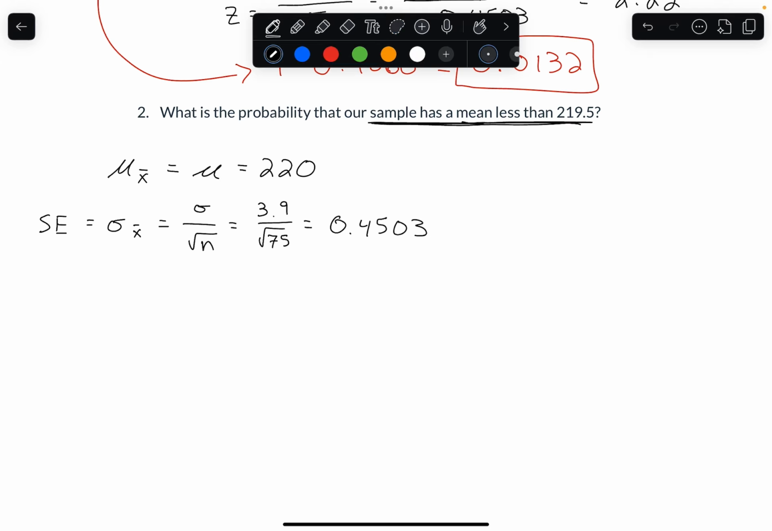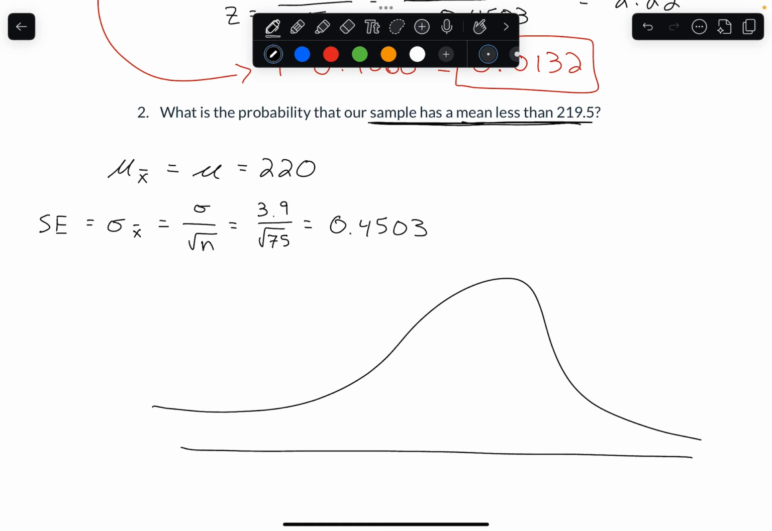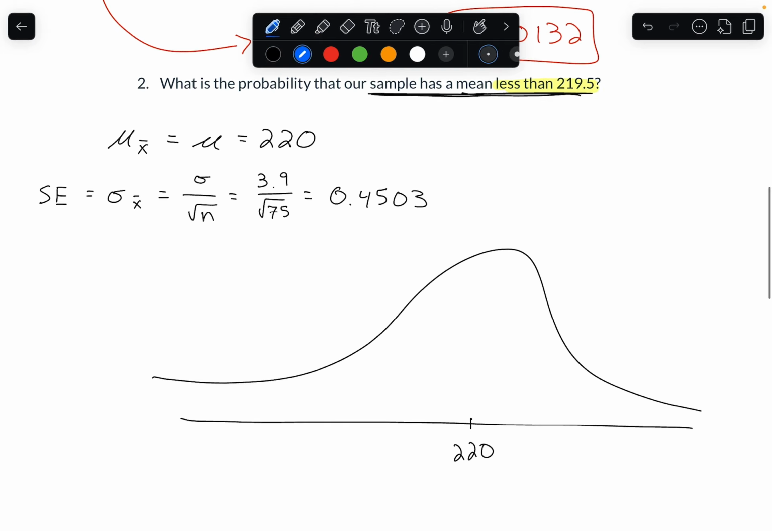And let's just draw ourselves a little picture. We know the central limit theorem says, hey, we get to assume that this is normally distributed. My mean is 220. It sits right here in the middle. And if I look at my problem, it asks, what is the probability that our sample has a mean less than 219.5? So that is less than 220. So here's 219.5. We want to find the probability that it is less than that. So that means we are looking for the area to the left here. So we're going to be looking for this shaded area.